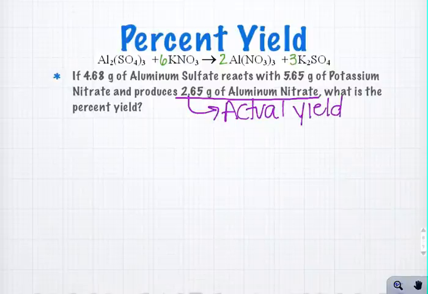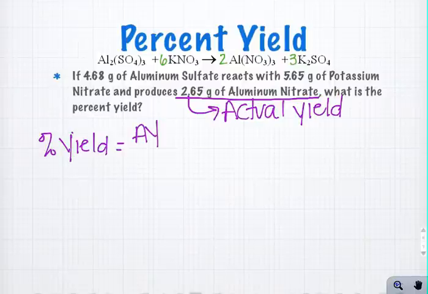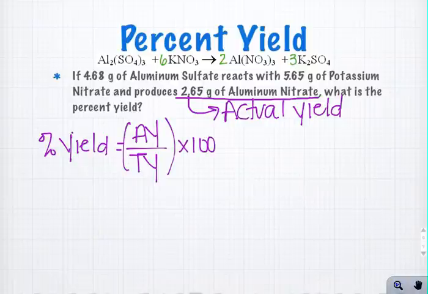So the percent yield is going to be equal to the actual yield divided by the theoretical yield, and then take this whole thing and multiply it by 100. So we're going to plug in the actual yield from the question of 2.65 grams. So 2.65 grams of aluminum nitrate.